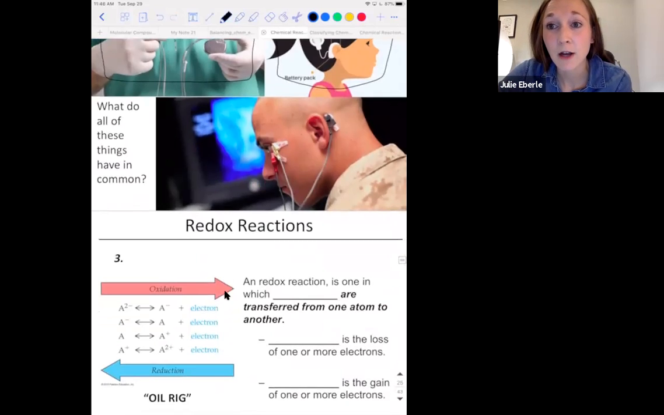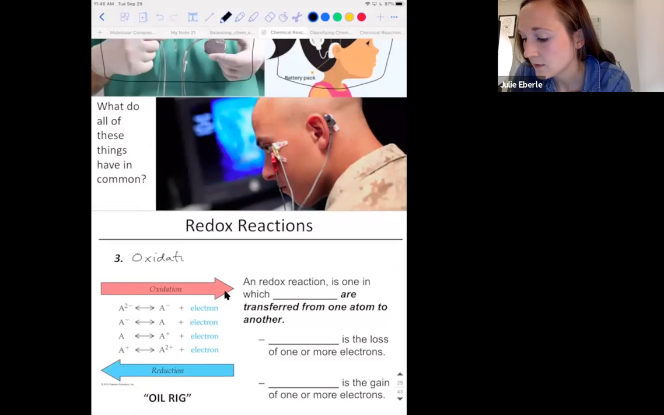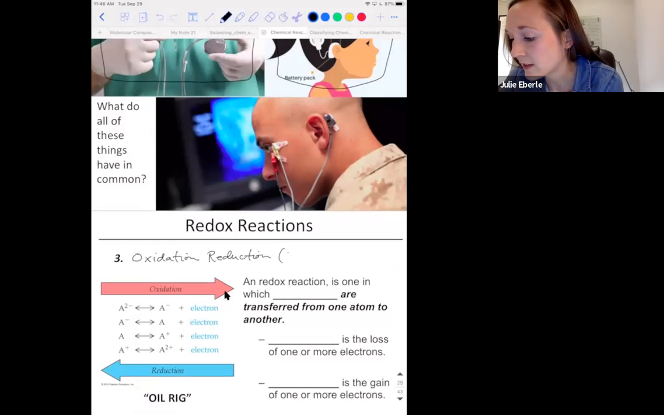Batteries are run by redox reactions, all right? And batteries are important in all realms. So, and that's not the only thing redox reactions are useful for, but it's a main one. So we call these oxidation reduction reactions, or we abbreviate them redox. Oxidation reduction, also known as redox reactions.